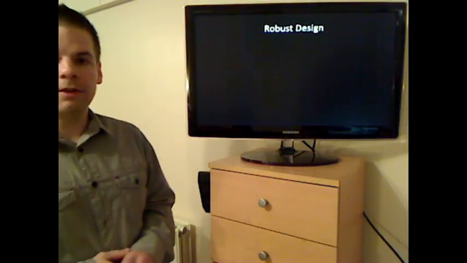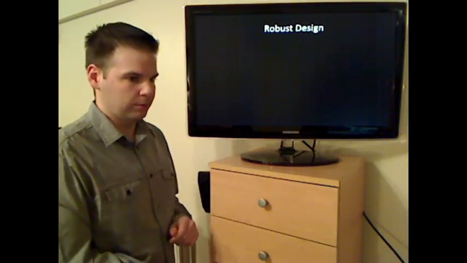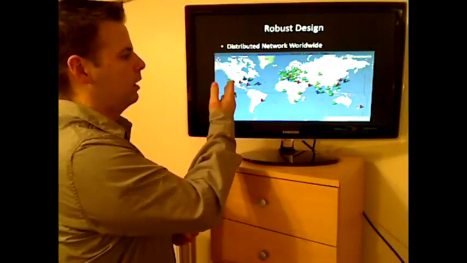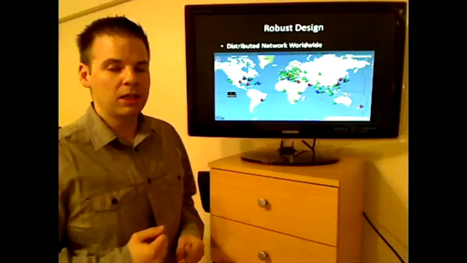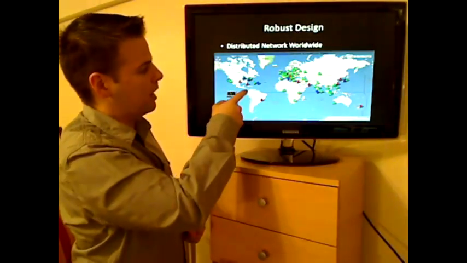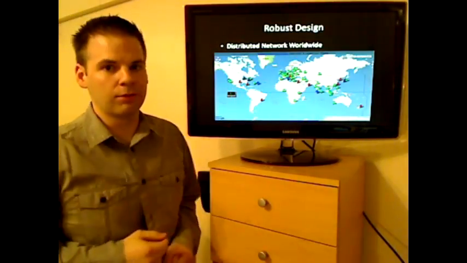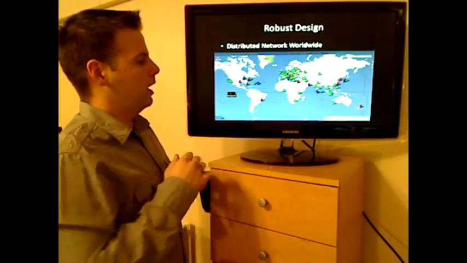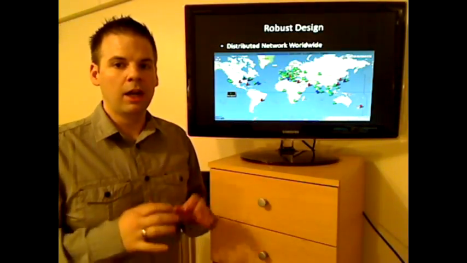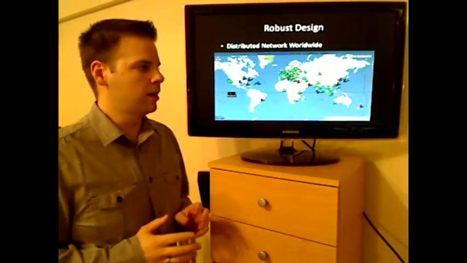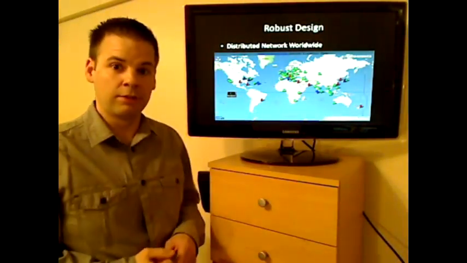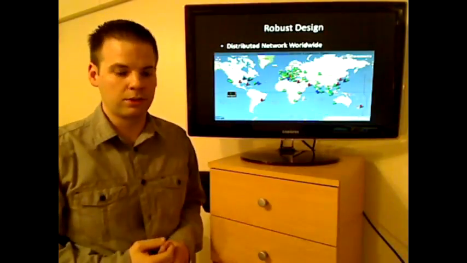Now, this is a very, very robust design that they've developed. It's a distributed network worldwide. As you can see with all of these pins, each one of those is a different server. So, if something were to happen to, let's say, California, for instance, then everything would be fine because all these other servers would take over and we would still have the internet as we know it. Let's say that Europe was under a massive thing. The internet would still survive because of all these different servers.